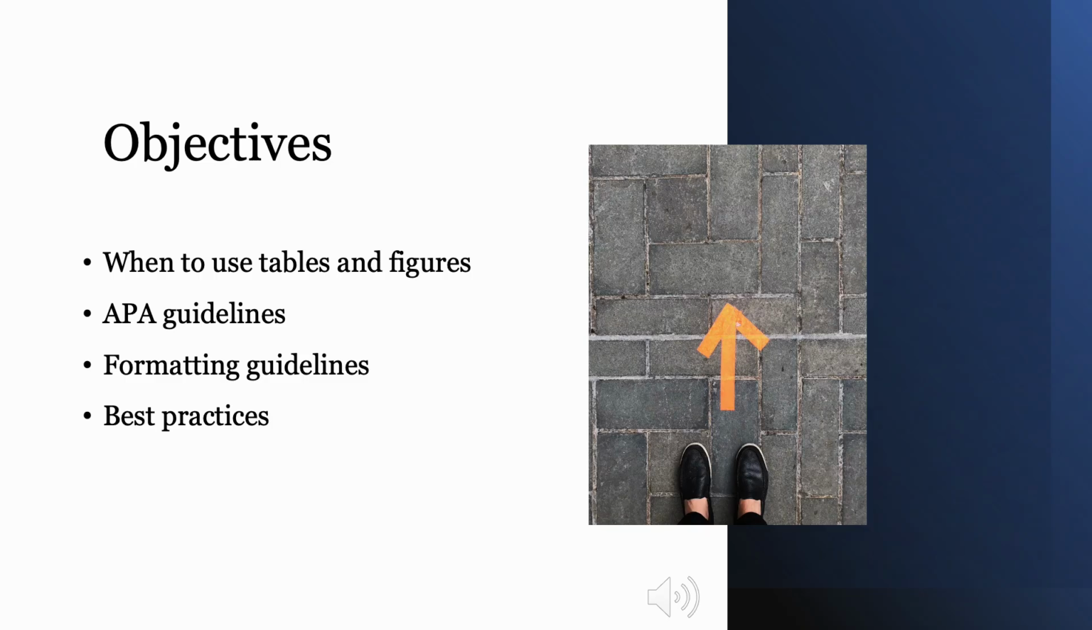Let's start with our objectives. First, we will explore the use of tables and figures in research studies. We will also cover the key APA guidelines for formatting tables and figures. We will also go over formatting guidelines, including tips on how to design tables and figures that are easy to read, visually appealing, and align with APA standards. Finally, we will discuss best practices for integrating tables and figures into your research study.